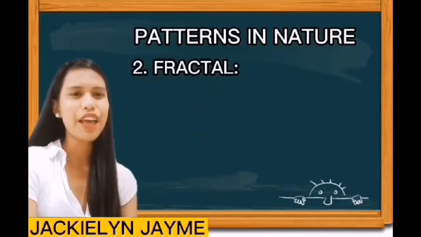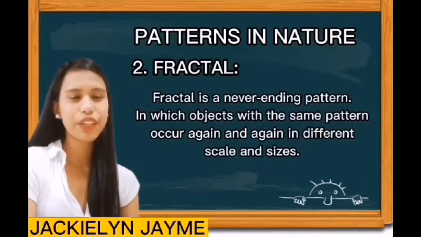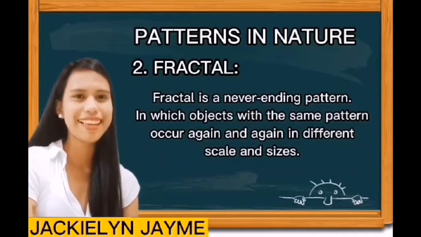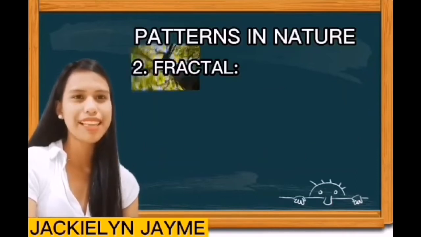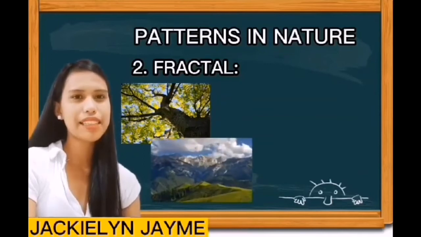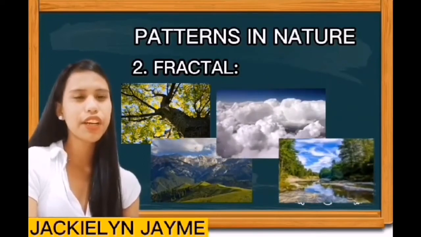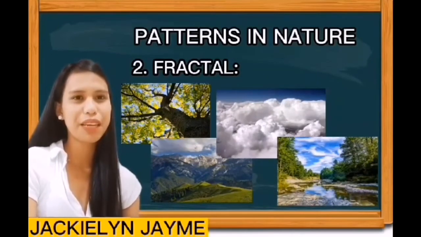Second is fractal. A fractal is a never-ending pattern in which objects with the same pattern occur again and again at different scales and sizes. Some examples of it can be seen everywhere in the forest, like trees, mountains, clouds, rivers, hurricanes, seashells, and many more.